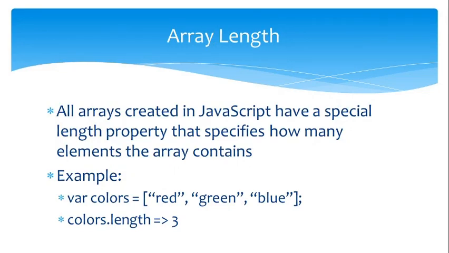Next, length. All arrays created in JavaScript have a special length property that specifies how many elements the array contains. For example, colors is equal to red, green, blue, and colors.length is 3: 1 2 3. The length of the array is 3. So the length of an array is also important.